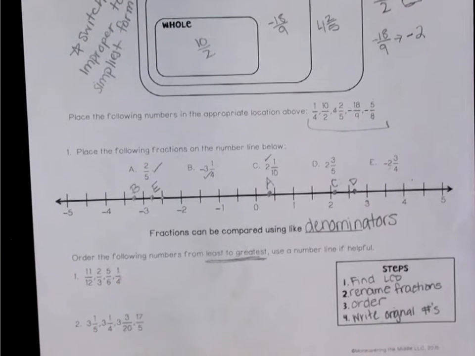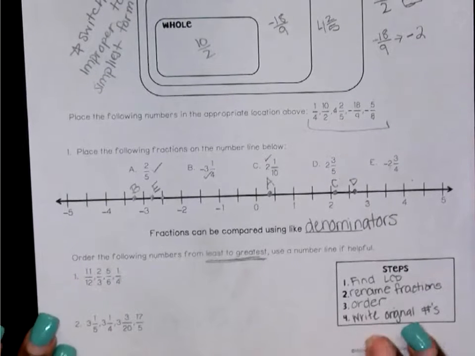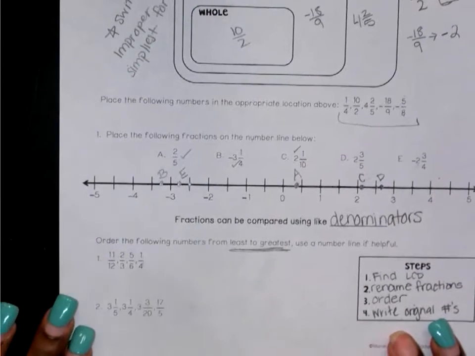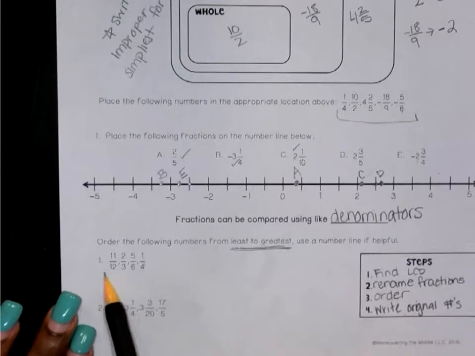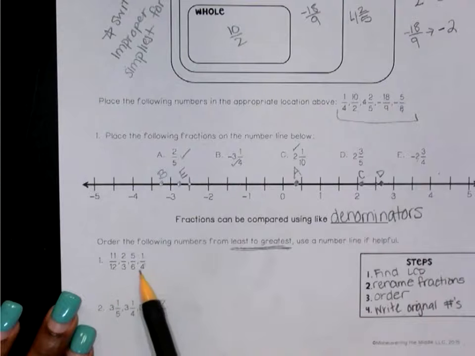All right, so I'm going to do number 1 with you, and you are going to try the second by yourself. So I'm going to scoot this so you guys can see. All right, first thing you do, you're looking at your denominators. You have 12, 3, 6, and 4.